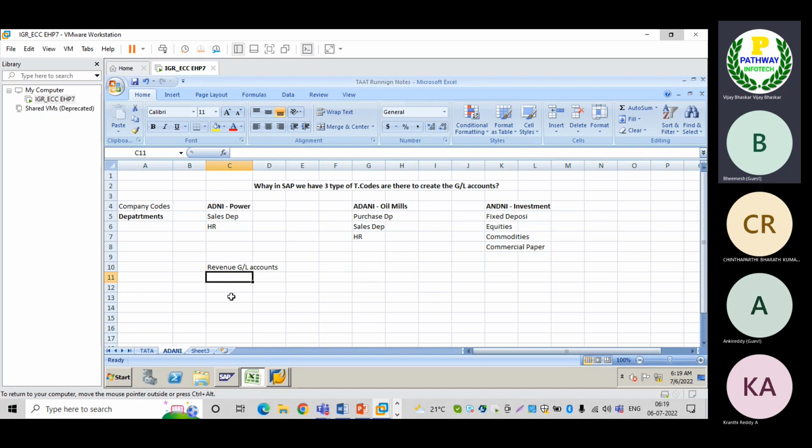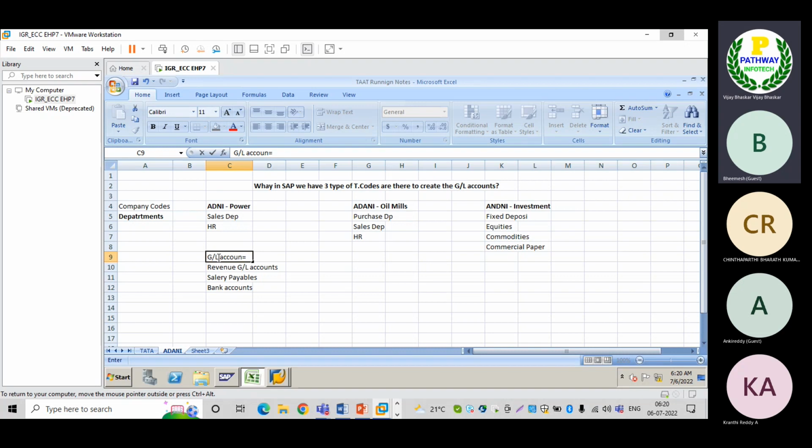Then the HR department for salary payables, and apart from salary payables, some tax deductions. Salary payables and bank accounts are required. Okay, these are the general ledger accounts required. GL account requirement, I am just giving an example.